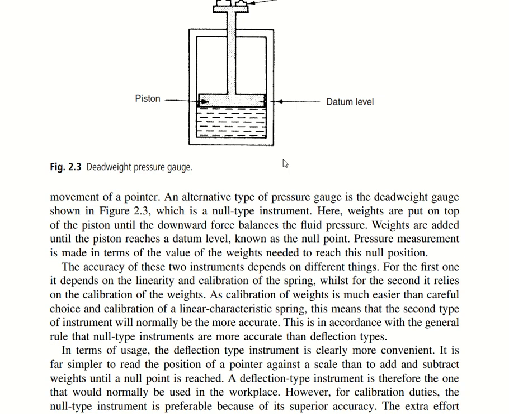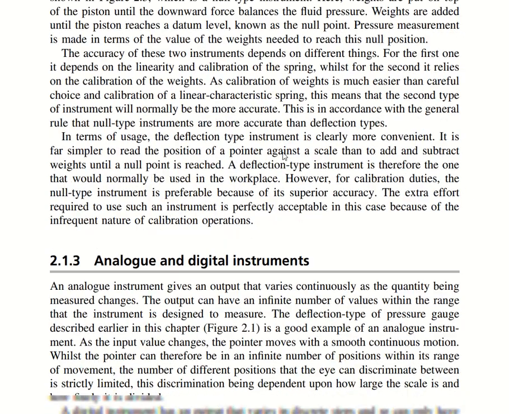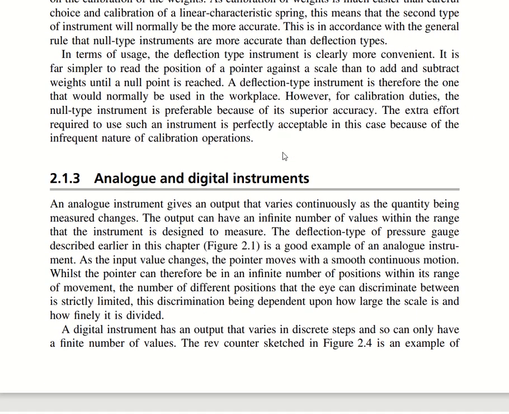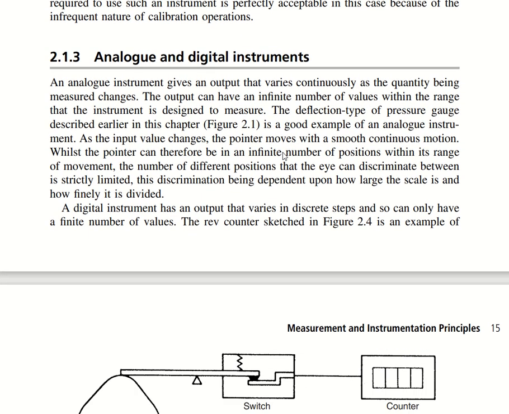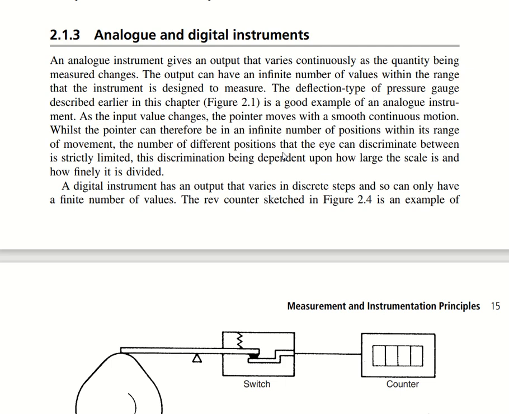And in terms of usage, the deflection type instrument is clearly more convenient. It is far simpler to read the position of a pointer against a scale than to add and subtract weight until the null point is reached. Right. So the deflection type instrument is therefore one that would normally be used in the workplaces, but for calibration duties, the null type instrument is preferable because it has the superior accuracy, and the extra effort required to use such an instrument is perfectly acceptable in this case because of the infrequent nature of calibration operations.